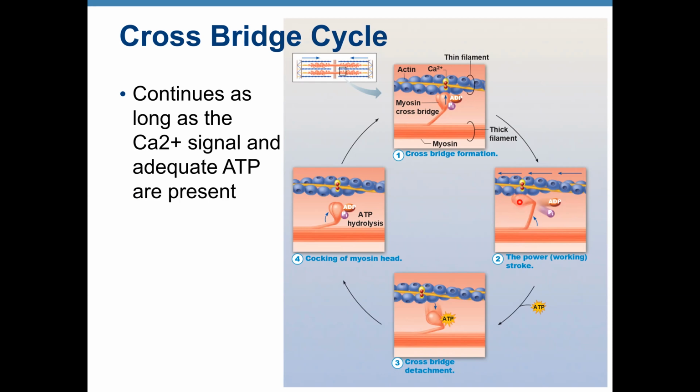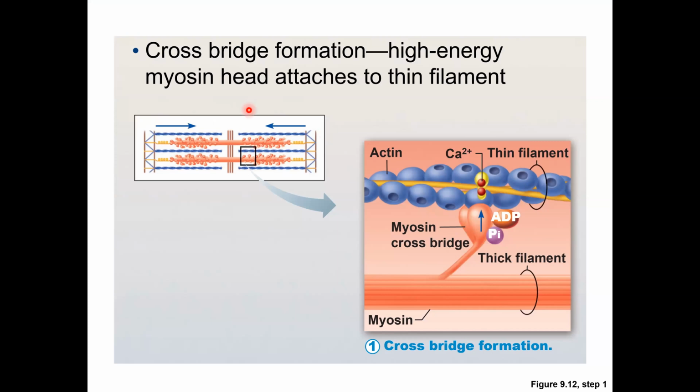Now, myosin will stay attached to actin until we have ATP. So ATP needs to be attached, and this will release the cross bridge. And then ATP is hydrolyzed into ADP and phosphate. And this stage is called cocking. So the myosin head is ready to reattach again and pull again. As long as ATP is present and calcium is present, this process repeats.